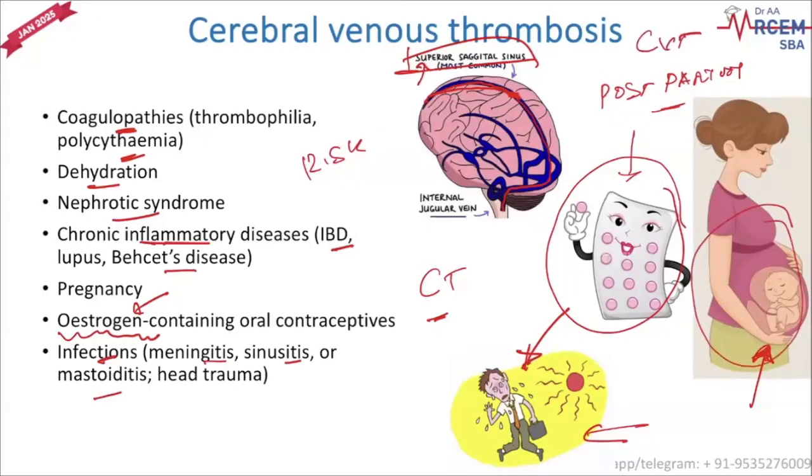But remember this point: someone who is pregnant and presents to the emergency department with a headache, always think of preeclampsia first. Preeclampsia and eclampsia are much more common than CVT. For that reason, always suspect preeclampsia first. If preeclampsia is ruled out, for example, the blood pressure is within the normal range and there is no proteinuria, then think of CVT. CVT should be second in line in the differential diagnosis in a pregnant woman who presents with a headache.